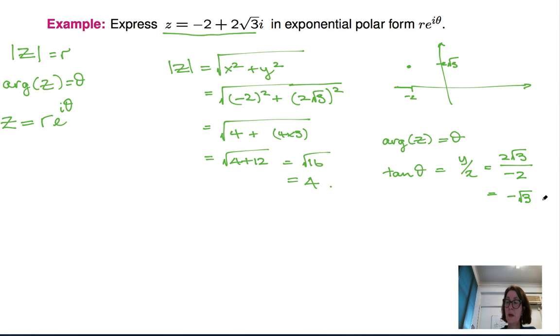Okay, so now we have to figure out what our angle theta is, given that tan theta is equal to minus root 3. We're still in the second quadrant though, so we have to be careful. We can't write this as arctan, because remember, arctan is only defined between minus pi on 2 and pi on 2, so it's only defined on this side of the axis. Okay, so let's work out what our angle theta is.